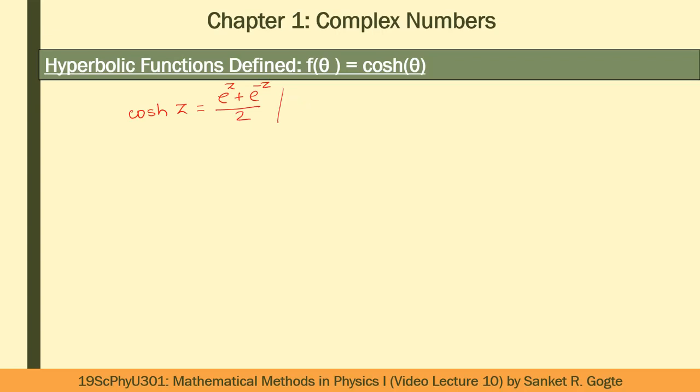Even when hyperbolic cosine is calculated for a real number theta, it is the same way. It is e to the power theta plus e to the power minus theta divided by 2. So the definition stays the same. All we do is we replace this real number with the complex number. So this is how hyperbolic sine and hyperbolic cos are defined.